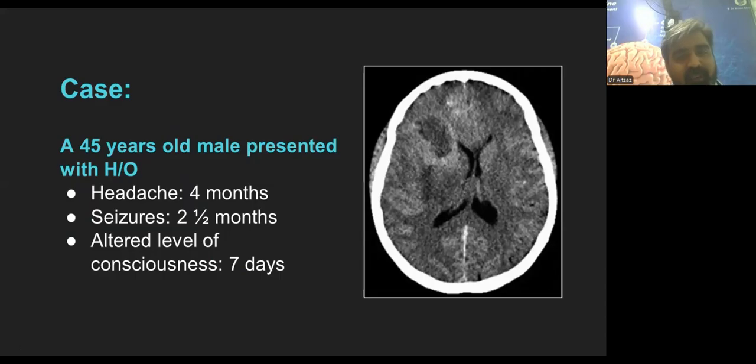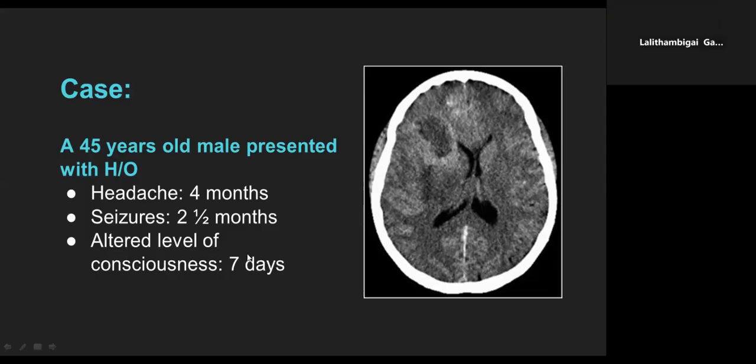A 45-year-old male presented with a history of headache since the last 4 months, seizures for 2.5 months, and altered level of consciousness since the last 7 days. This is a bit of a short history, and you can see an image in front of you. So, can anyone tell what kind of image this is?